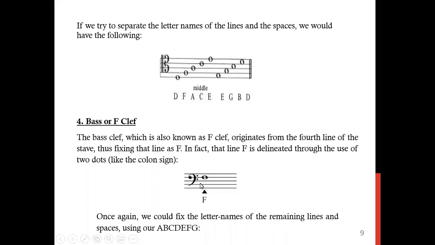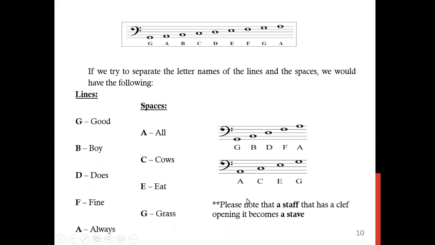Now try to name them, put alphabets there, just like we've been doing, to see if you're going to be correct. The space below F is going to be E, while the space above F is going to be G. All right. So try to name them and let's see if you're going to be correct. Let's see if we break them into lines and spaces.